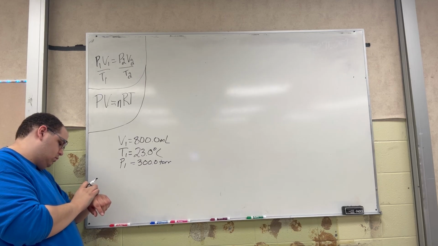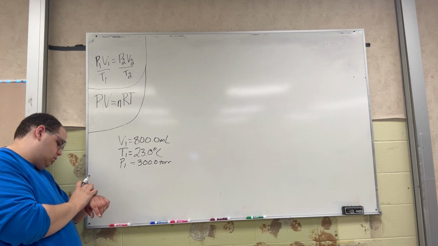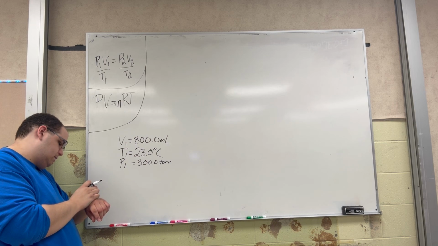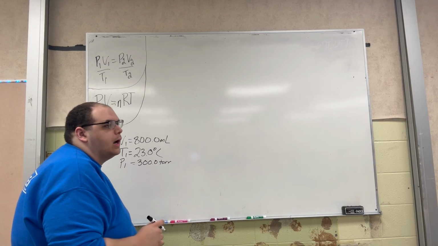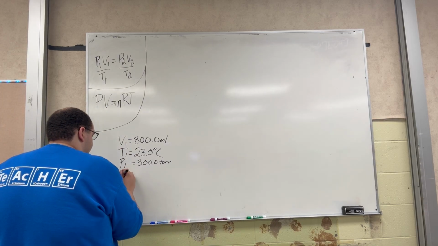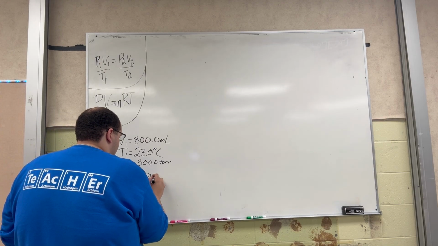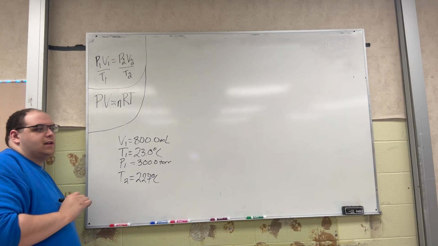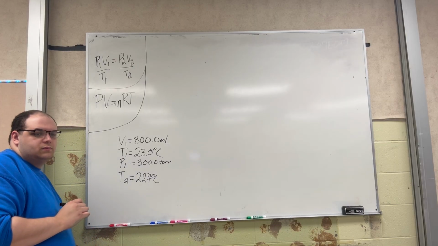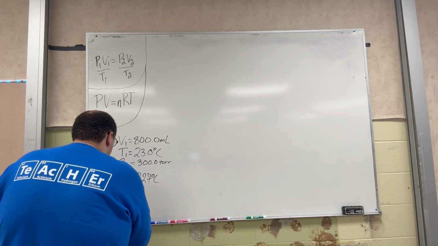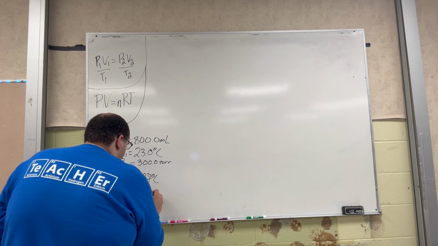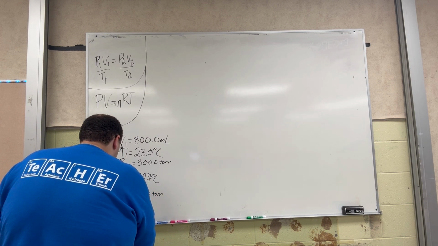T2. Is the helicopter still coming? I have no idea. Sorry, I'm reading this email. Okay. All right. T2 equals 227 degrees Celsius. What's my last given? 600 for P2. Good. What am I solving for then? V2.